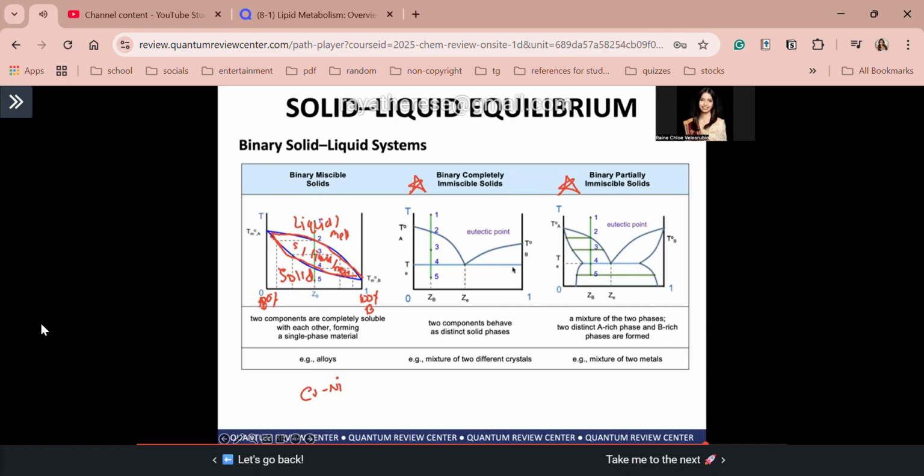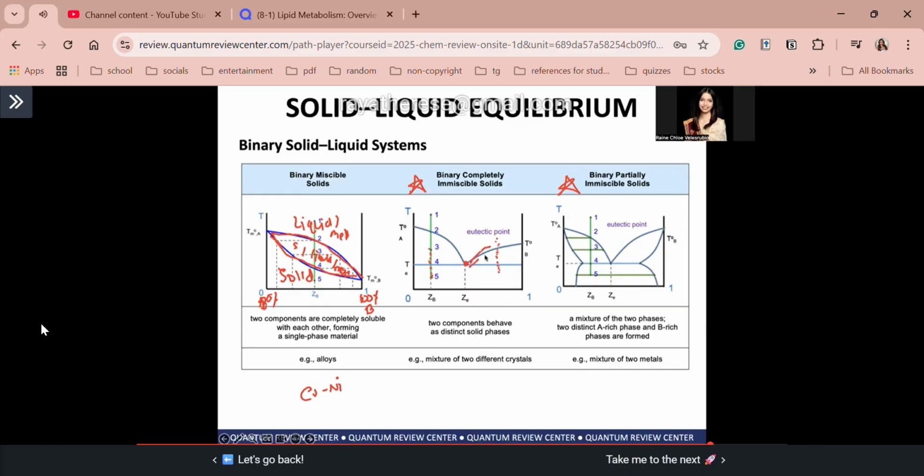So for a binary completely immiscible solid, you have a eutectic point. So this is the eutectic point. Then your solid gets easily melted. So yun yung dinedescribe ng ating eutectic point. At this point, your solid gets easily melted. So for this binary completely immiscible solid phase diagram, the two components, they will behave as distinct solid phases. So makikita natin, guys, that when component A melts, it has different melting temperature compared to component B. And vice versa. Diba?